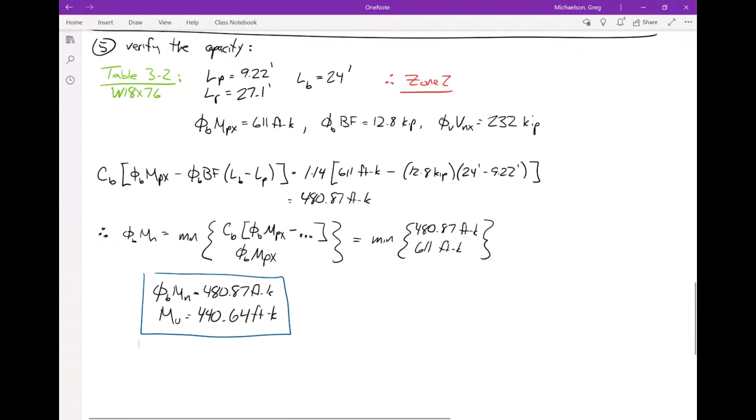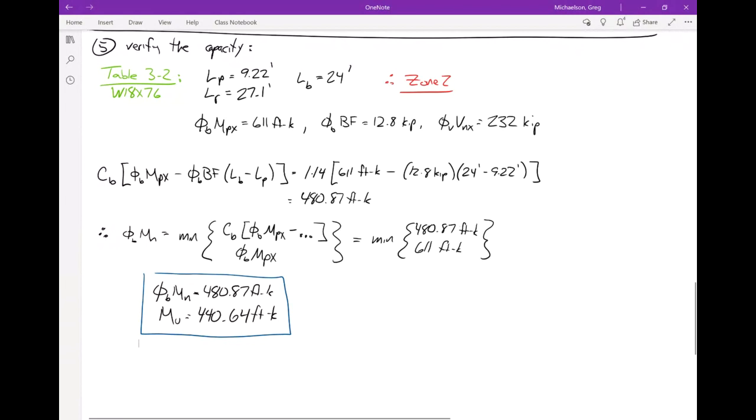So first off, phi MN came out to be 480.87. Okay, MU is 440.64. So the beam is good from a moment capacity standpoint. As for shear, you take a look at the numbers. Phi VN is 232. VU was only 73. We're good on shear. And we're good on deflection, too. We can compute the deflections if we want. But we knew we needed a moment of inertia of 965, and we provided a moment of inertia of 1330. So we're good, and the answer is a W18 by 76.